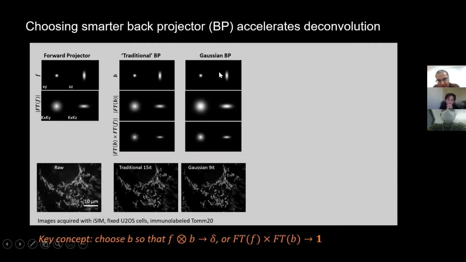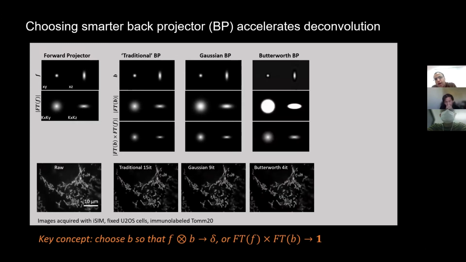But if we start to mess with this back projector, this B, if we start to tweak it so that we amplify the high spatial frequencies, we make it, say, more Gaussian. Now it takes us only 9 iterations. And if we look in frequency space, the product of F and B is a bit more flat. And you can take this further. You can further amplify B such that its product with F in frequency space is more flat. Now it takes only 4 iterations.